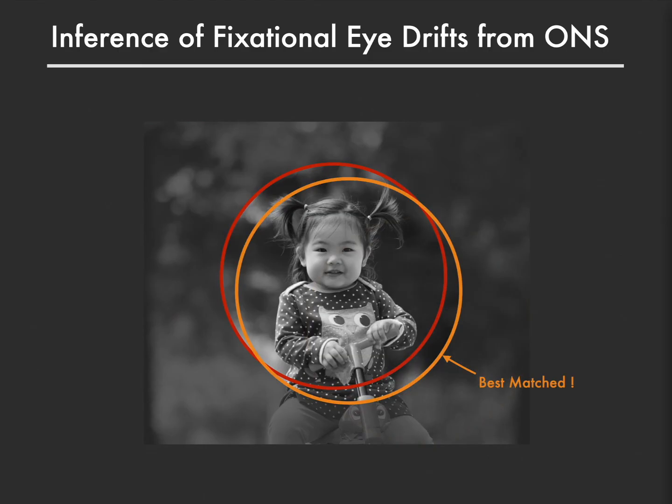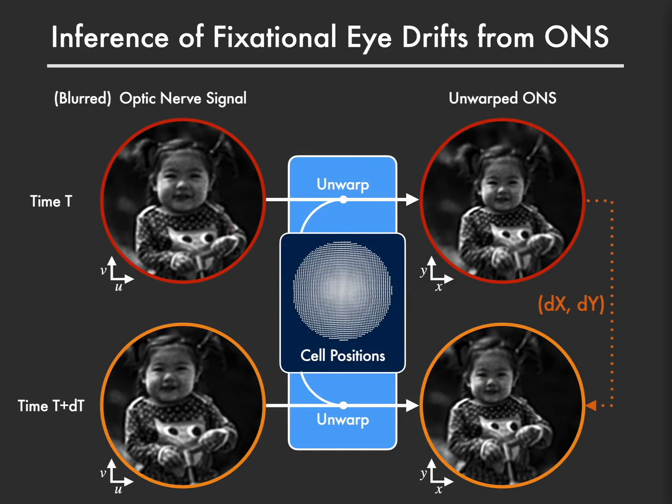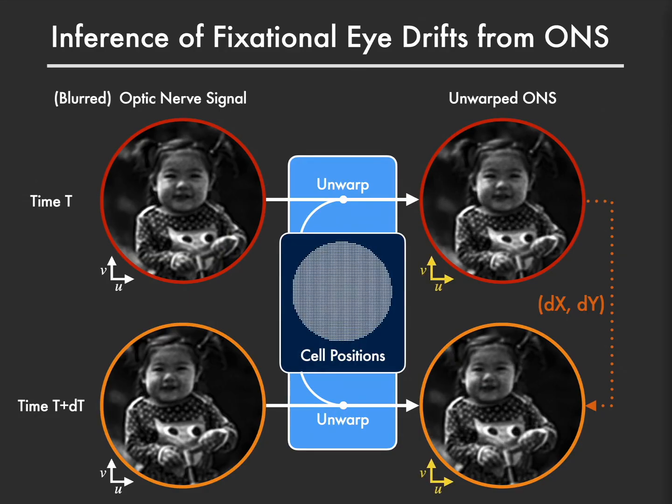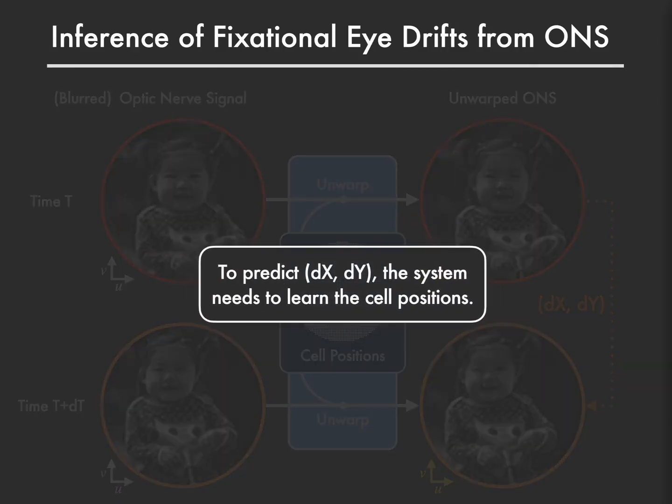shifted from another. But the issue is that, as we saw earlier, the cortical model does not have the perfect cell position knowledge. Specifically, at the very beginning of the training, cell positions are initialized to be equally distant, resulting in no change in the coordinate system. Therefore, to predict the global translation or eye movement dx dy, the cortical system has to jointly optimize for the cell positions. Can the model succeed at this task?